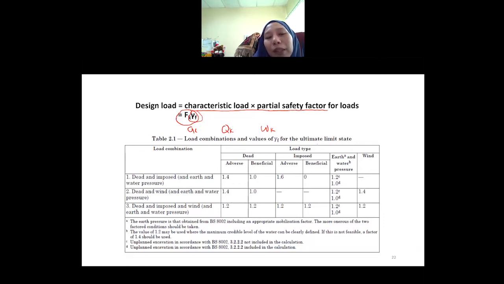For example, okay, kita nak pilih yang mana? We have to look at the combination of load. Usually, yang bila saya ajar, saya akan ambil for dead load 1.4. Okay, so that is the factor of safety. Impose load 1.6, I will use the first one. Okay, because it depends daripada which situation, circumstances we are in. So that and wind, okay, combination of dead and wind sahaja. Dead and impose and wind, okay. You have to know kat mana sebenarnya you nak design.